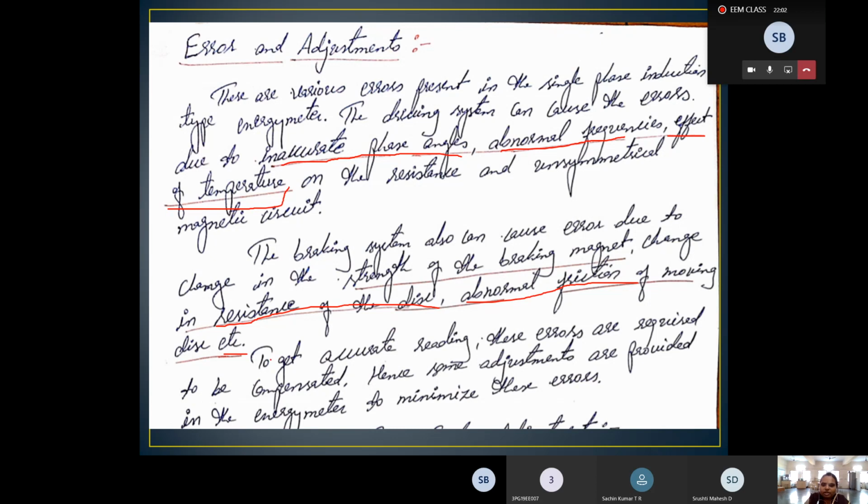So how to avoid this? To get accurate reading, these errors have to be reduced or compensated. Hence, some adjustments are provided in the energy meter to minimize these errors. This is the introduction of how the errors are introduced and how we have to compensate for those. That is about errors and adjustments.